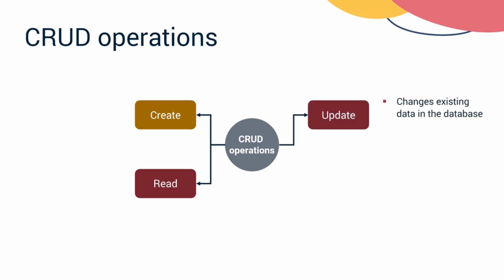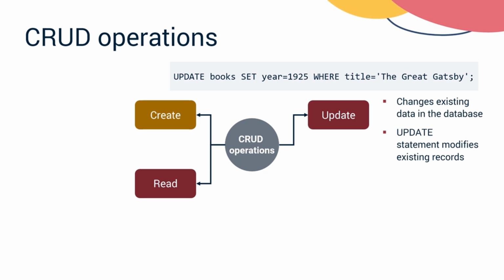The update operation changes existing records in the database. You can use the update command to update the wrong publication year for The Great Gatsby. The command shown finds the record where the title is The Great Gatsby and updates the year to 1925.